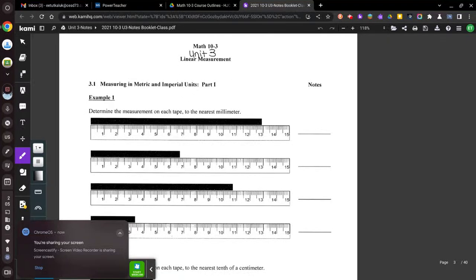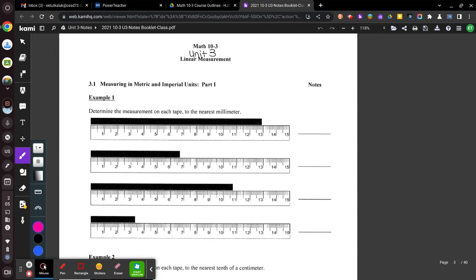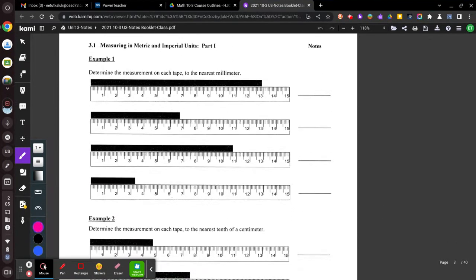Okay, welcome. This is Unit 3, Lesson 1. We are talking about the metric and imperial system. We have a few of these rulers drawn, and this time, every ruler, when you see them, these guys are in centimeters. So this is a centimeter ruler.